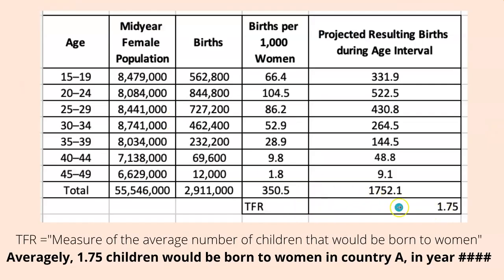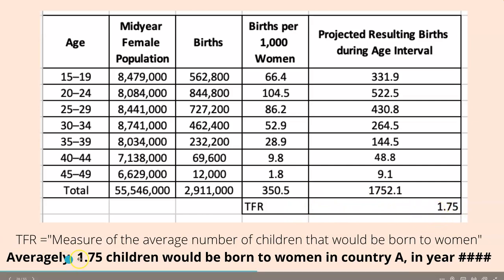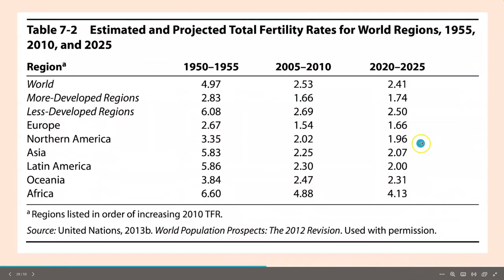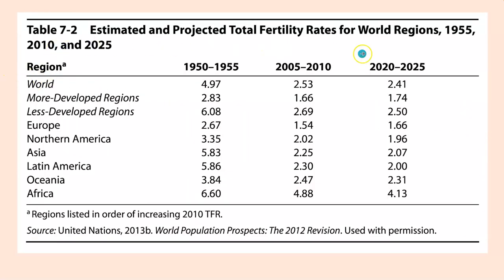So the TFR is 1.75, which means on average 1.75 children will be born per woman in country A in year something. So you need to make sure to include the full information of the area and the period of time. All right, so as we compared the death rates and others, there are the regions of the world, the MDR, more developed regions and less developed regions, and other things.